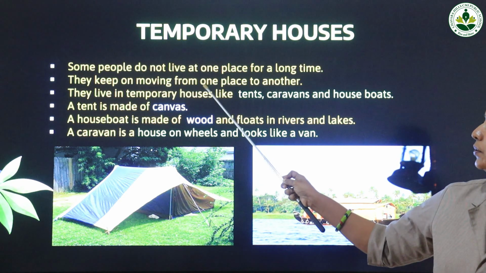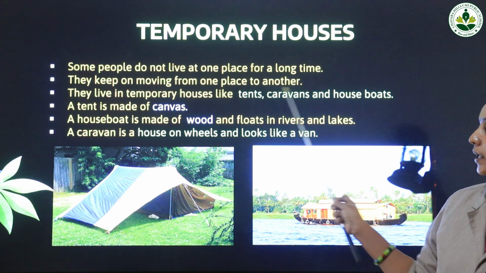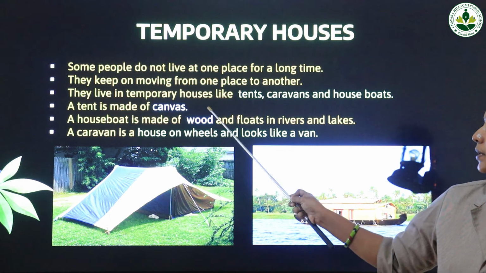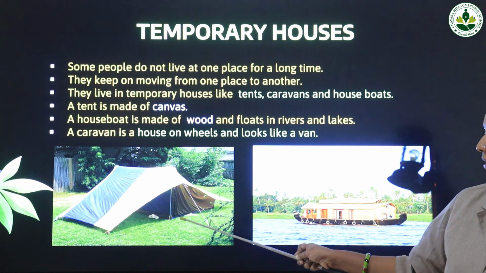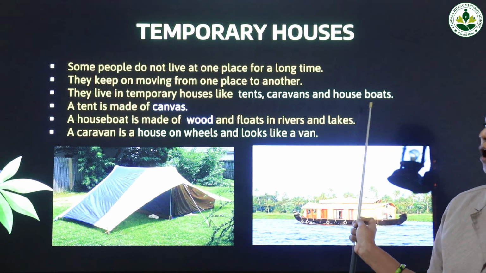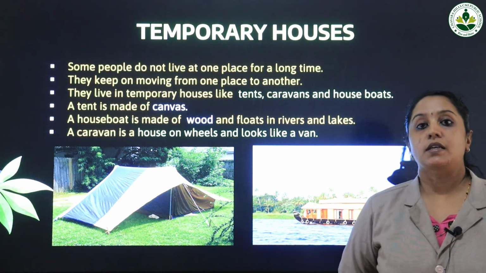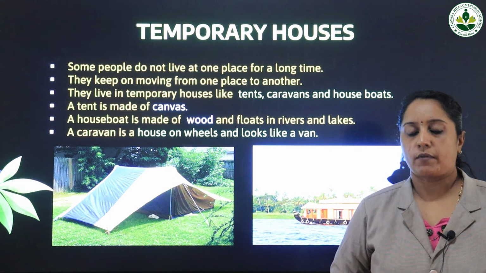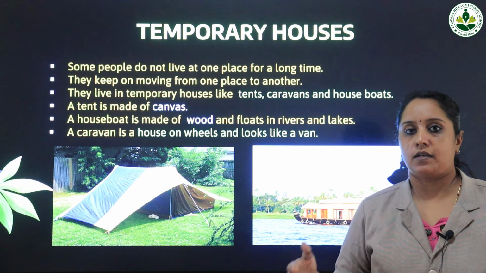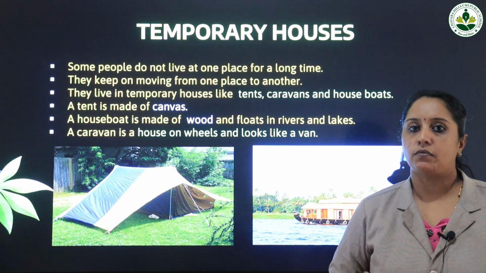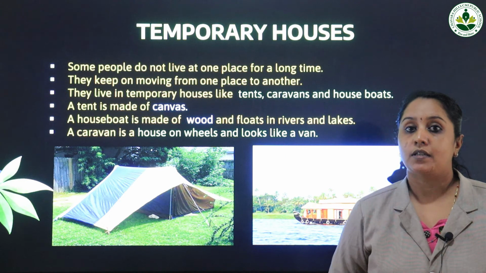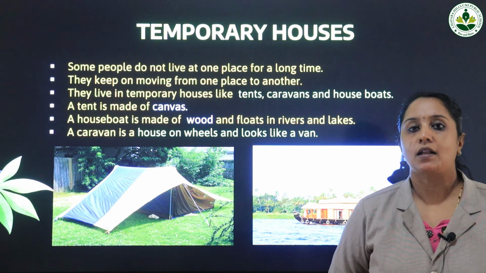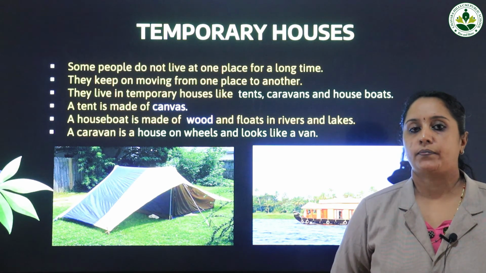So some people do not live at one place for a long time. They keep on moving from one place to another. They live in temporary houses like, this is a tent, then caravans and houseboats. Have you seen circus people? They shift from one place to another, isn't it? So they shift their things, their animals, whatever they have, from one place to another. Now where do they live? They build tents, isn't it? So a tent is a temporary house. Tent is an example for temporary house.